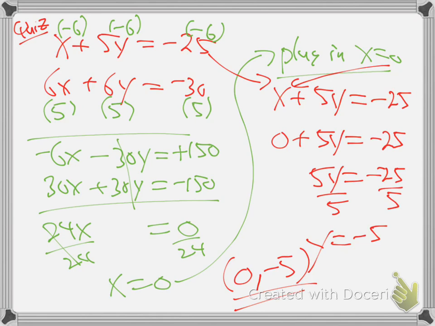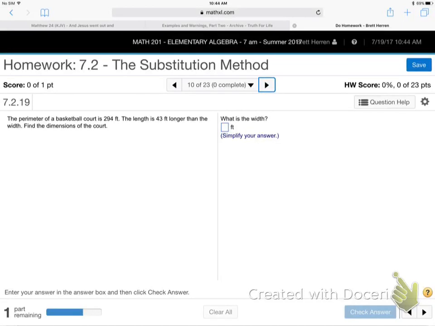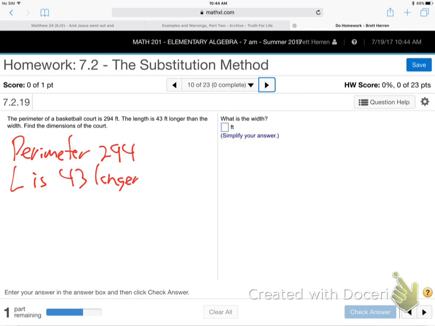All right, your exams. Okay, perimeter of a basketball court. Basketball court's a rectangle, right? So perimeter is 294, they're saying. Length is 43 longer than width. Okay.